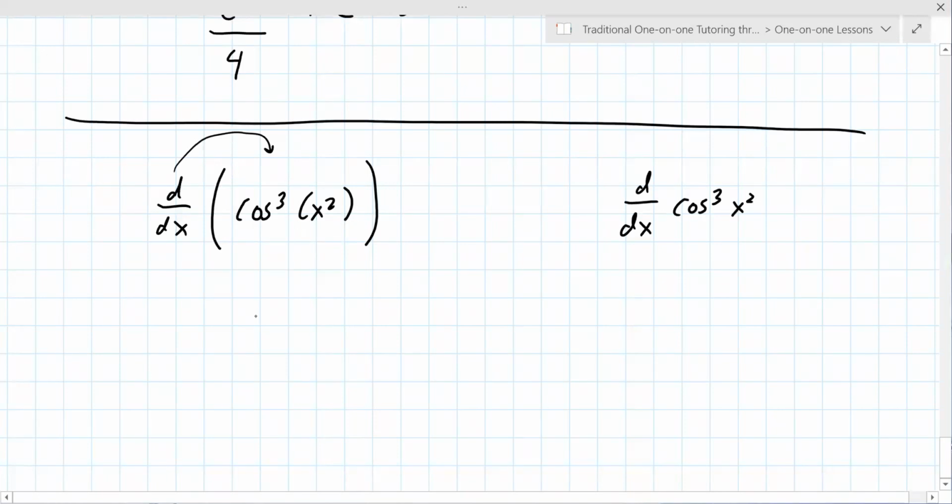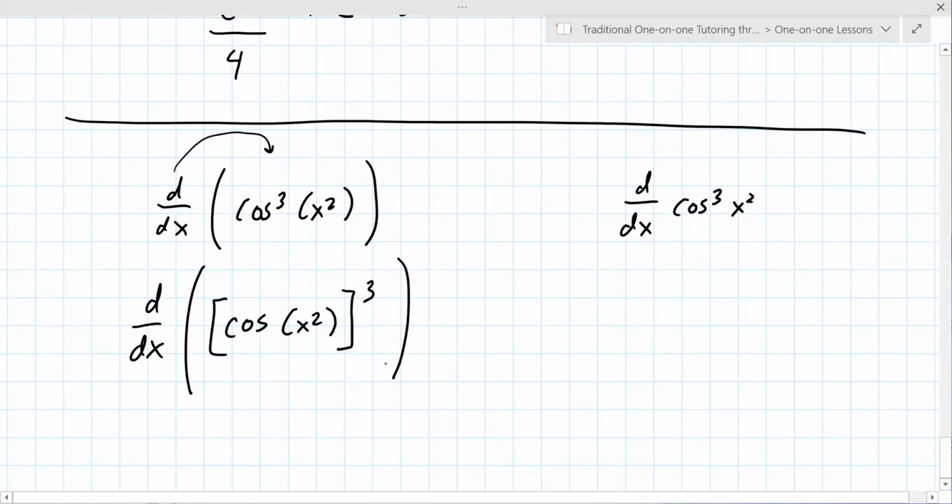I'm confused. Okay, so let me further rewrite it. It's cosine of x squared to the power of 3, and you're taking the derivative of this thing. Okay. But you're supposed to infer all that from this, and I don't know if that's reasonable or not.